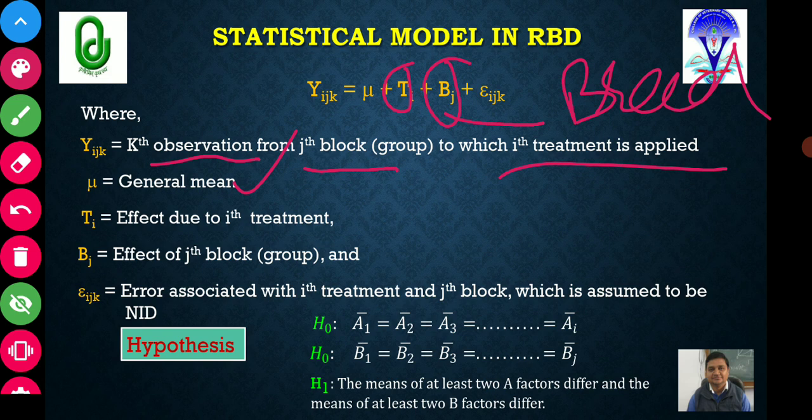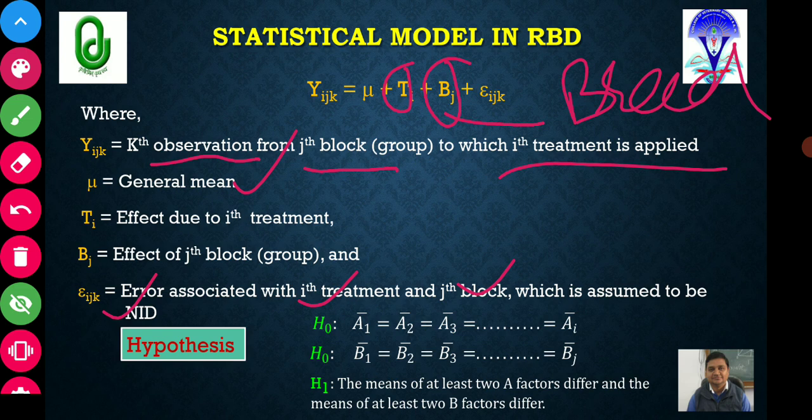And Eijk is the error associated with the ith treatment and jth block, which is assumed to be normally and independently distributed. I already discussed this when I was discussing CRD, so I will not go into detail again. You have to remember that error should be normally and independently distributed.